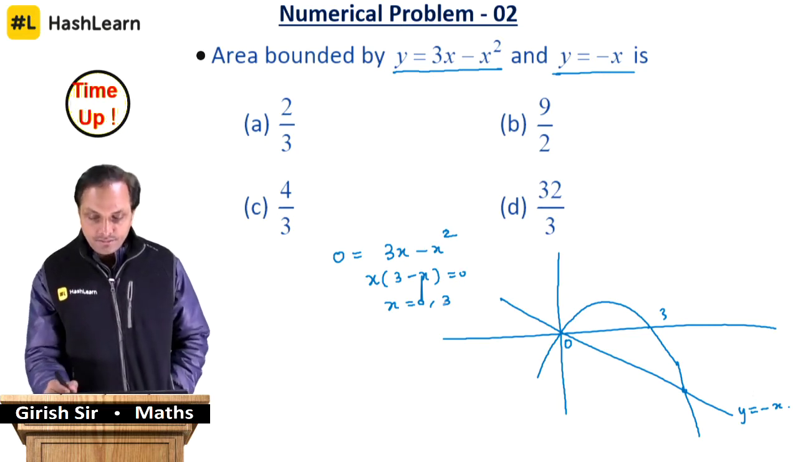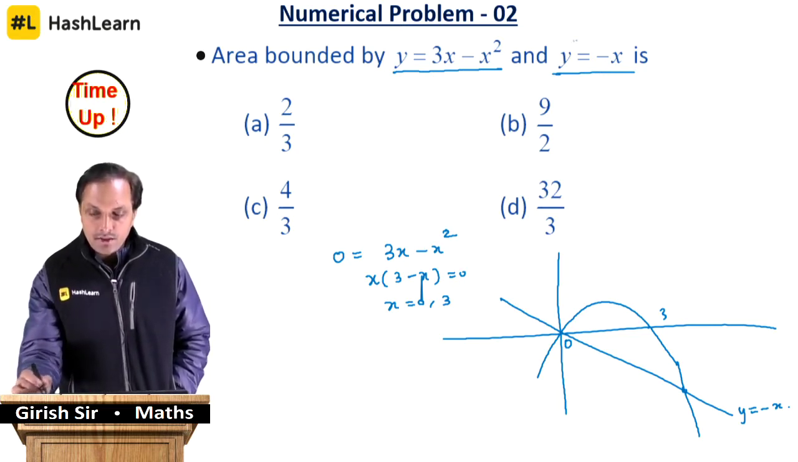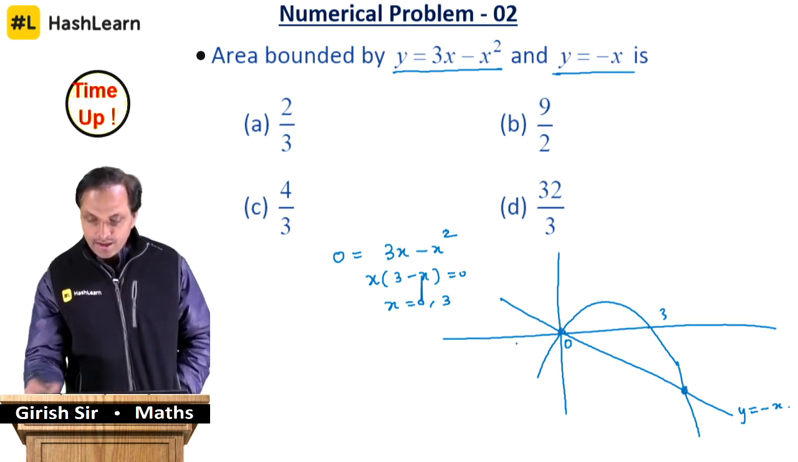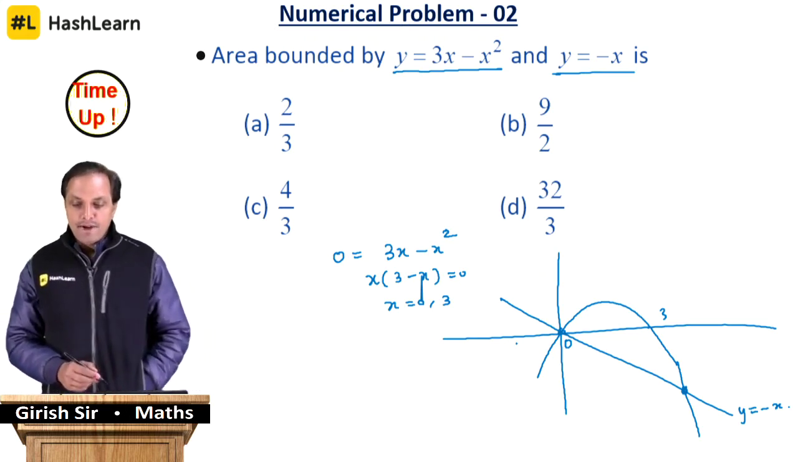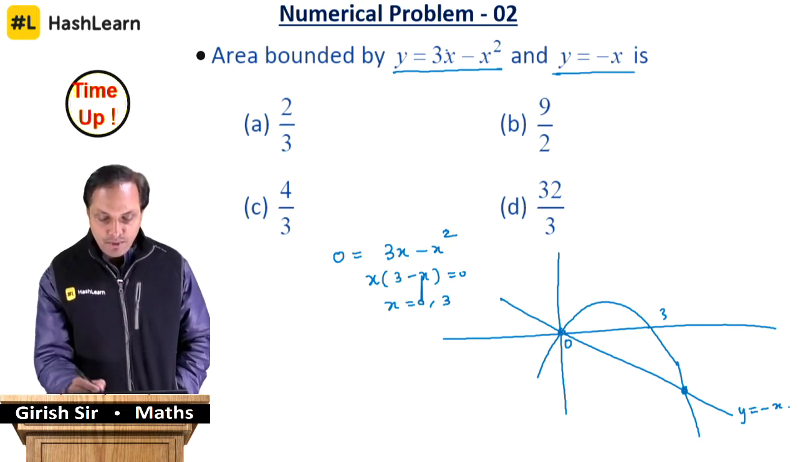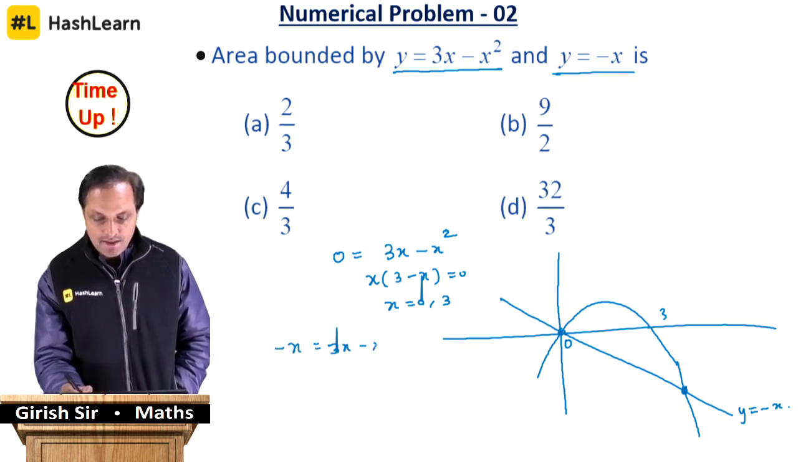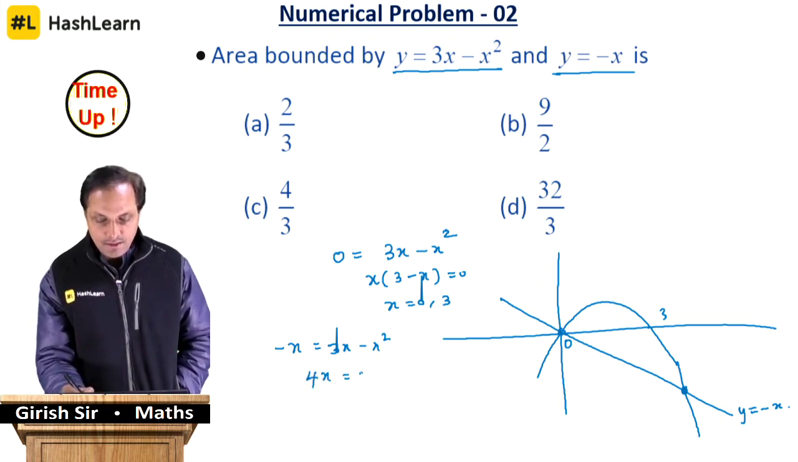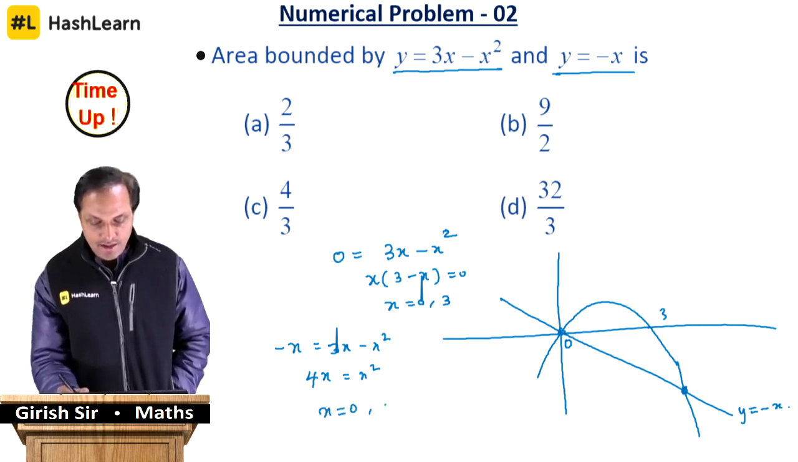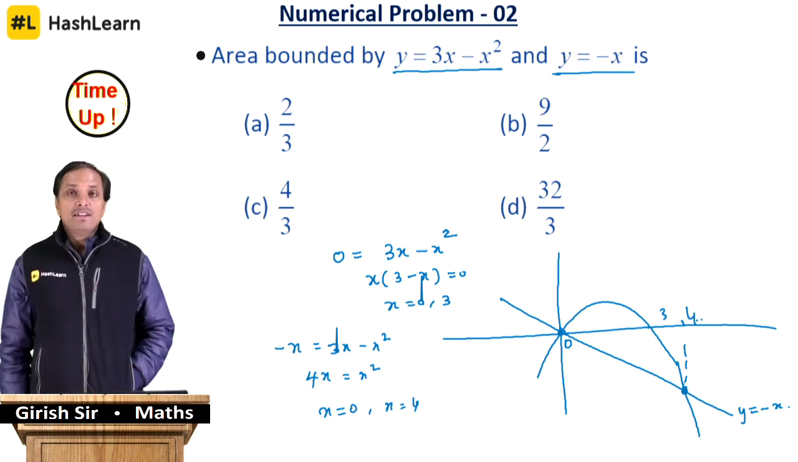So what you need to do here, this is your y is equal to minus x and this is your parabola. They are intersecting at some point, right? So what is that point? Substitute one in the other. When you put y as minus x is equal to 3x minus x square, that will give you 4x is equal to x square. x is equal to 0 is one point and x is equal to 4 is another point. So that point is nothing but 4.